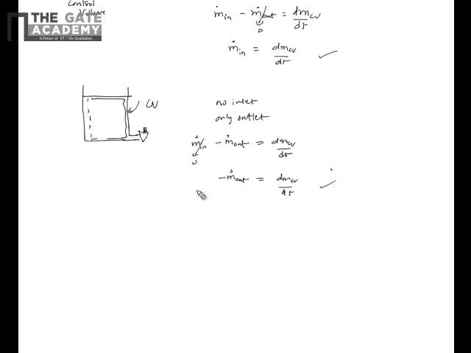So these are examples. So the general expression is this: mass flow rate in minus mass flow rate out is the rate of increase of mass in the control volume. This is the general equation. Apply for steady flow or unsteady flow. We have seen both the cases. Okay, so later we'll solve one problem on this. Most of the time it's steady flow.